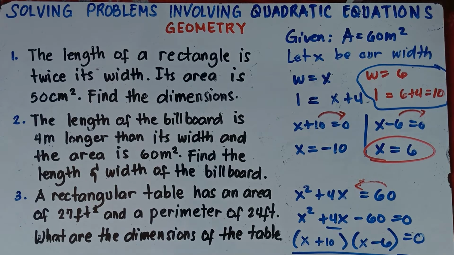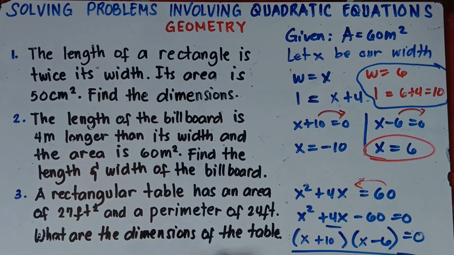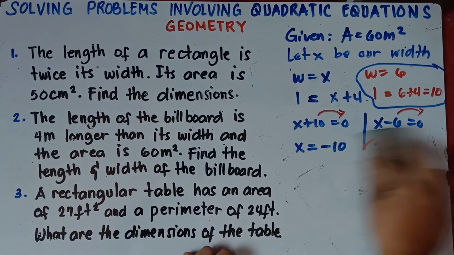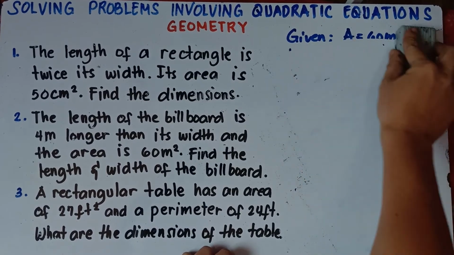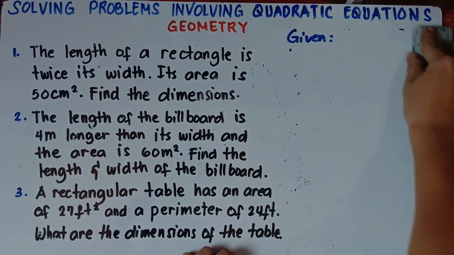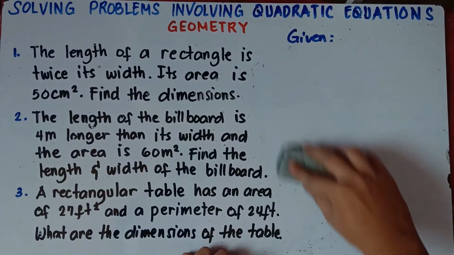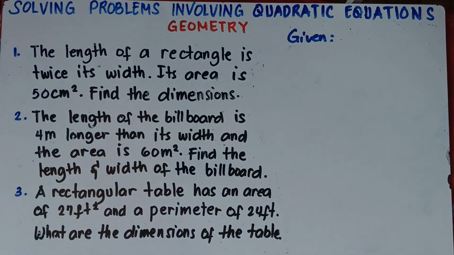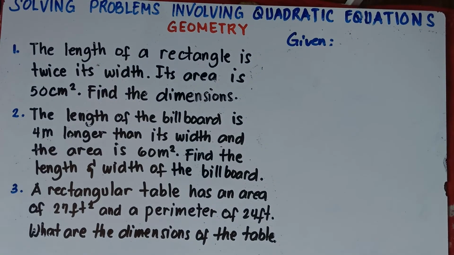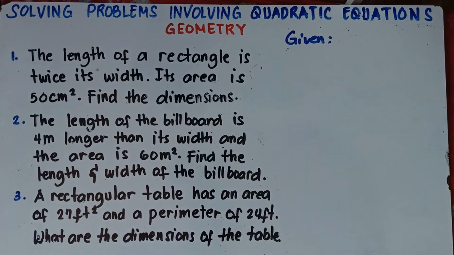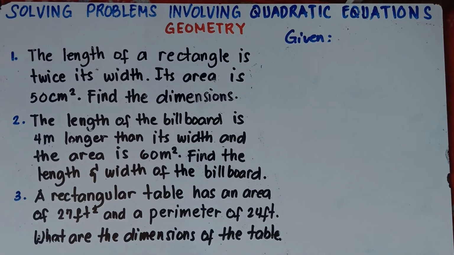Alright, so let's try number 3. You pause the video, class. I will be erasing this part. So for number 3, a rectangular table has an area of 27 feet squared and a perimeter of 24 feet. What are the dimensions of the table? Once again, you're looking for dimensions. You're looking for the length and the width.